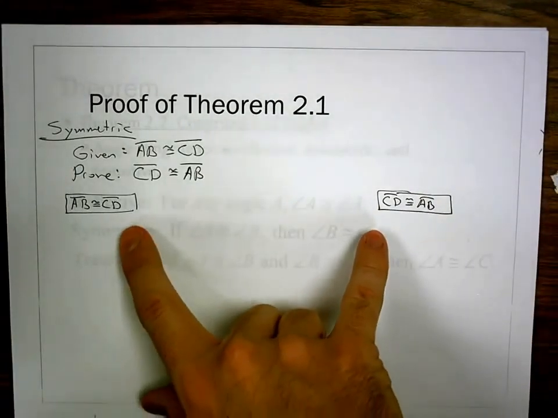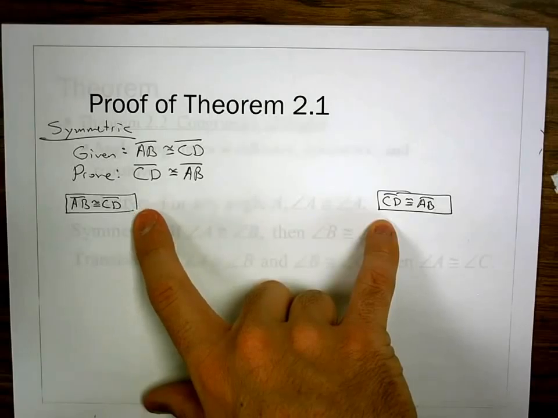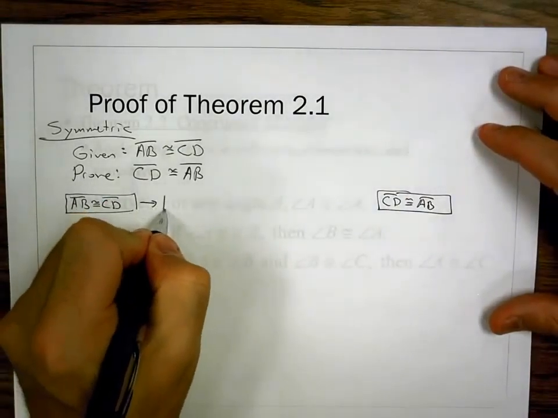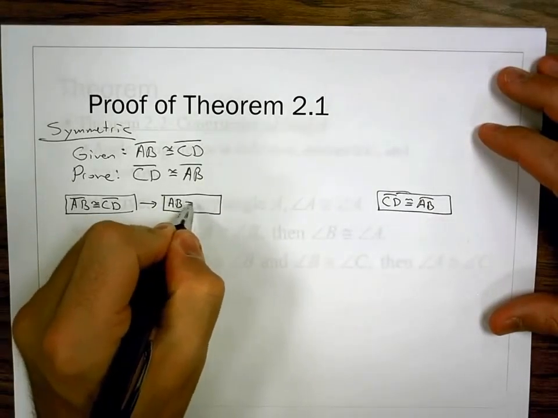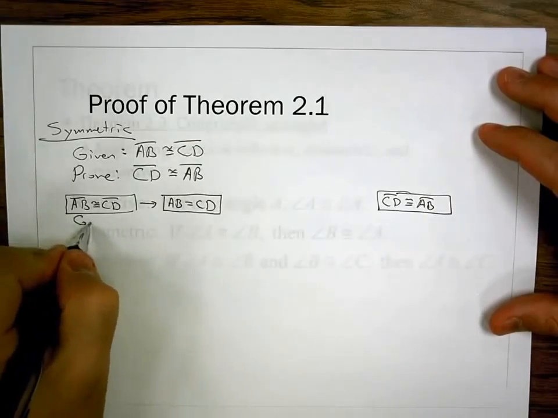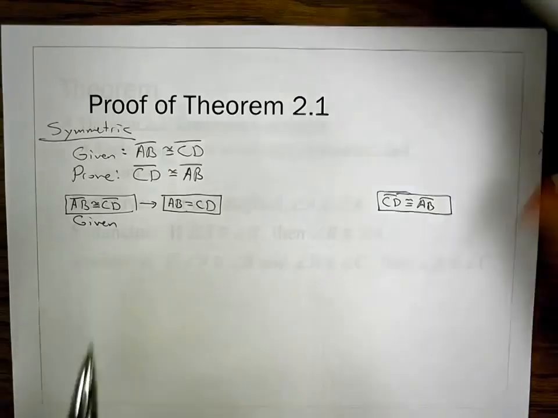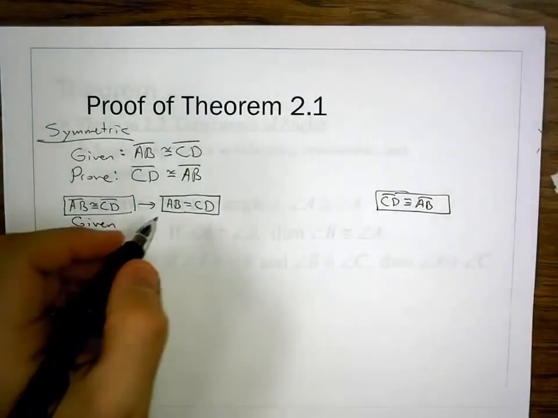Now, going back to what we did in the last section, if I would have made these equal signs and said their lengths, I could have switched them. So we're going to do that. I'm going to jump from congruence to equal and say that AB is equal to CD. Oh, forgot my given here. Now, what lets me jump from congruence to equal? The definition of congruent segments.